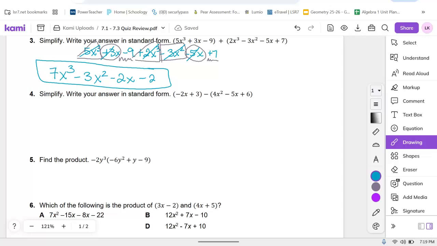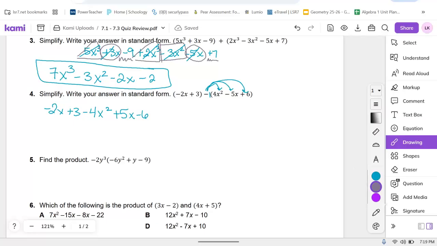Number 4 says simplify, write your answer in standard form. So negative 2x plus 3 minus 4x squared minus 5x plus 6. Remember, this negative has to be distributed through everything of the second polynomial. So I'm going to rewrite the first polynomial, negative 2x plus 3. And this is really just negative 1. So you can think of it as negative 1 times 4x squared, negative 1 times 5x, negative 1 times 6. Or you can also just look at it as I'm going to change all of my signs to the opposite sign of the second polynomial. So I'm going to have negative 4x squared plus 5x minus 6.